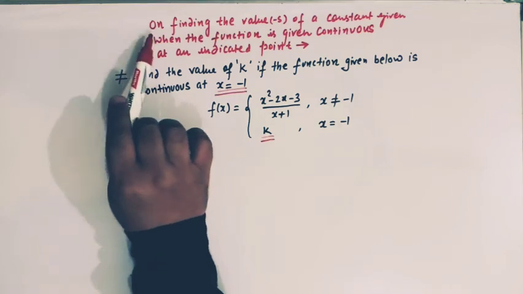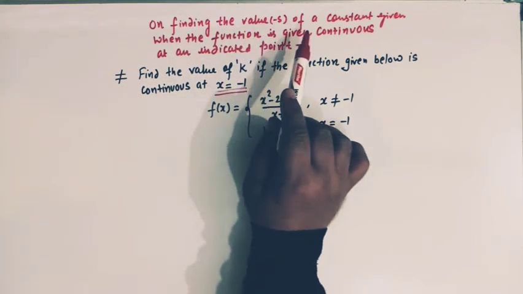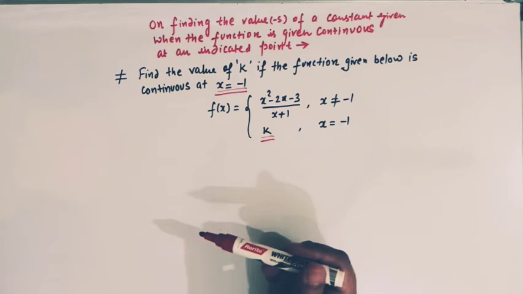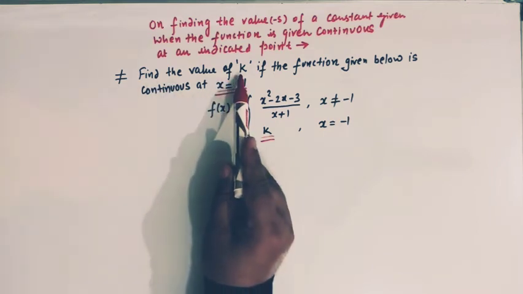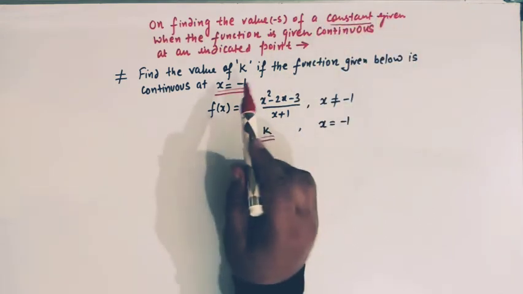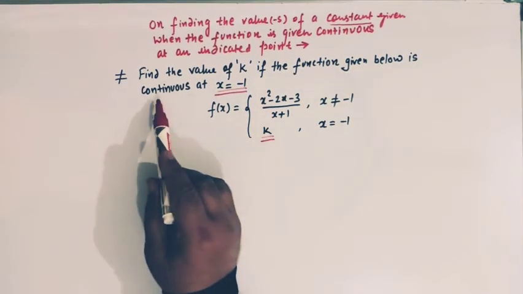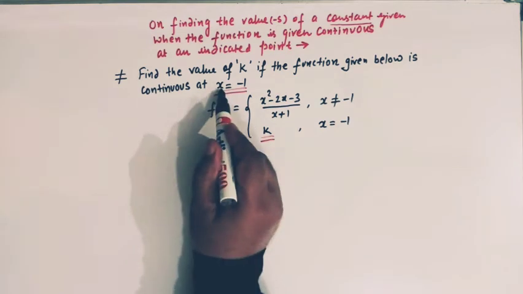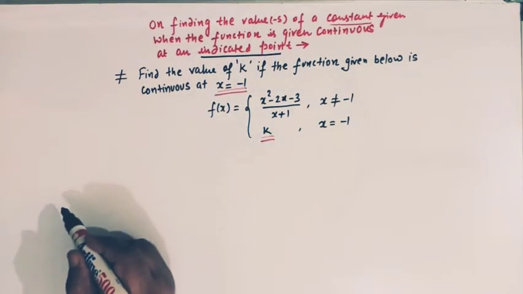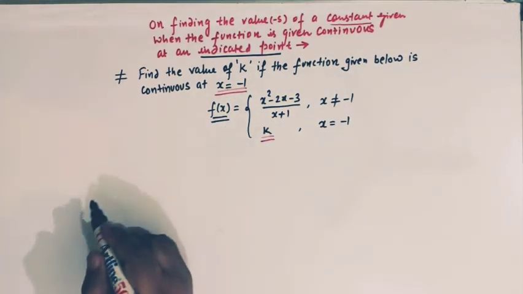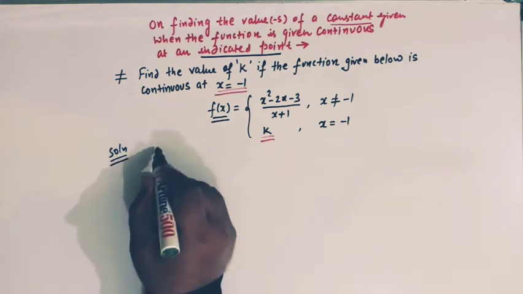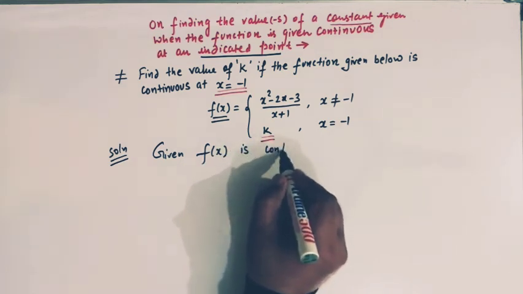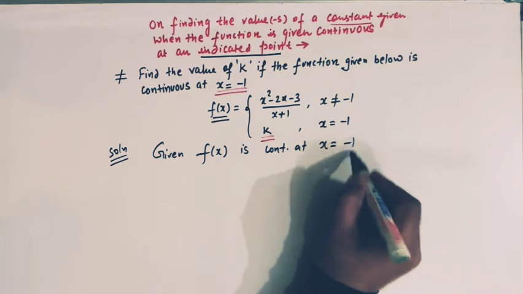So the topic is on finding the value or values of a constant given when the function is given continuous at an indicated point. So here we have to find the value of k. K is the constant given if the function given below is continuous at x equal to minus 1. So here this point is the indicated point, right? And f(x) is given as continuous, right? So here we are given that f(x) is continuous at x equal to minus 1, right?